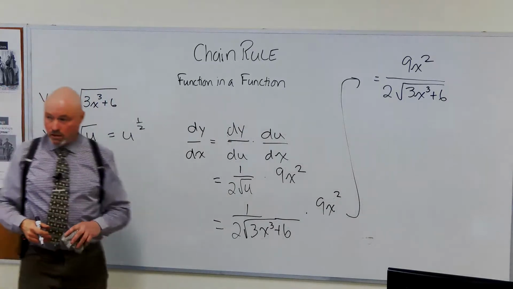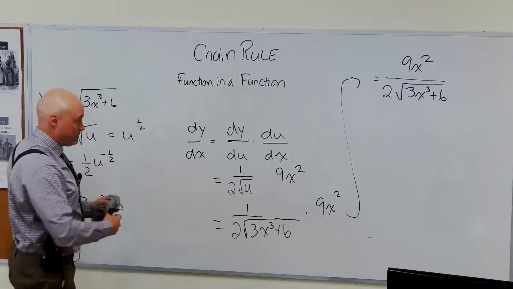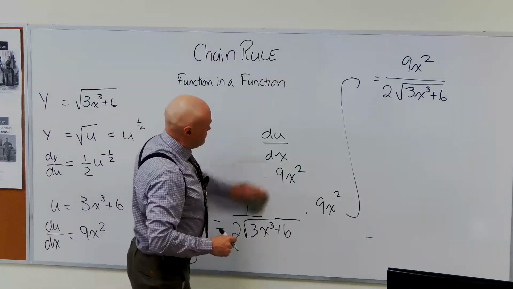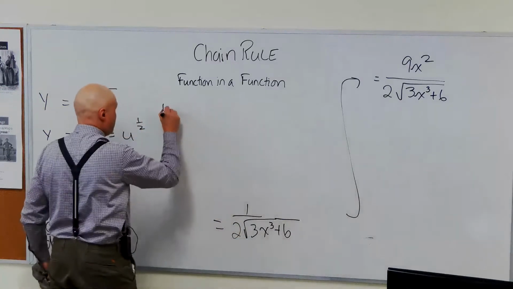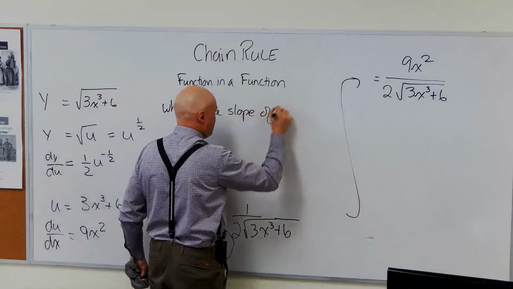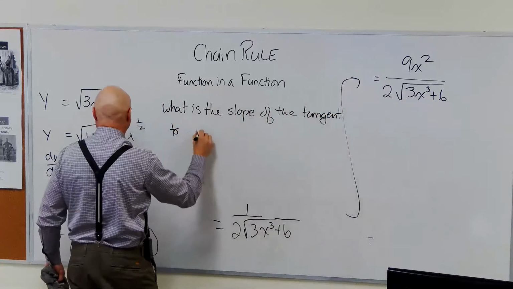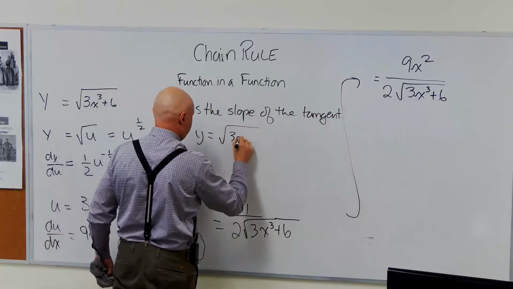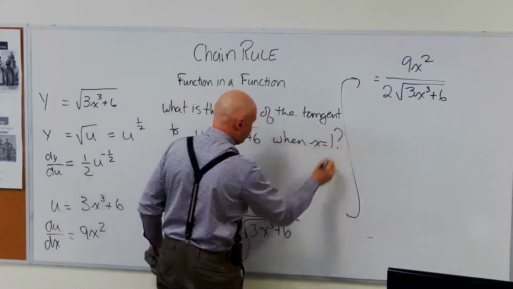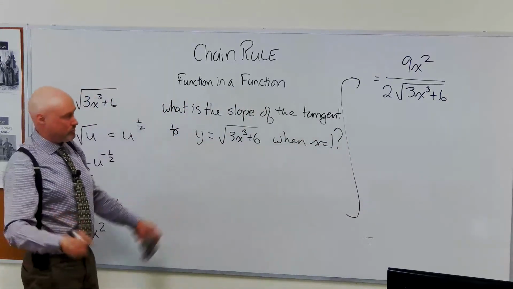So we can turn this into a luxury program by saying, what is the slope when x is equal to 1 to that function right there? Okay. So we can extend it a bit. What is the slope of the tangent to y equals the square root of 3x cubed plus 6 when x equals 1? That's easy. Of course, I chose x to be 1.